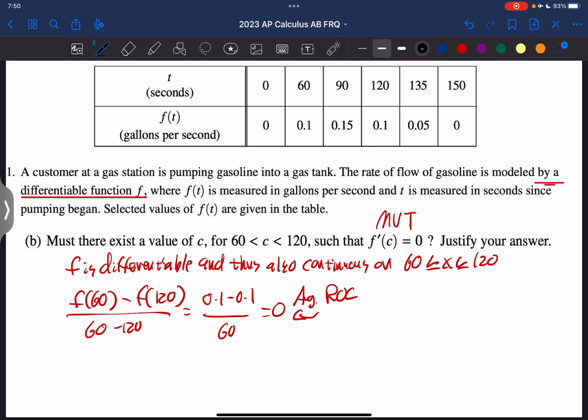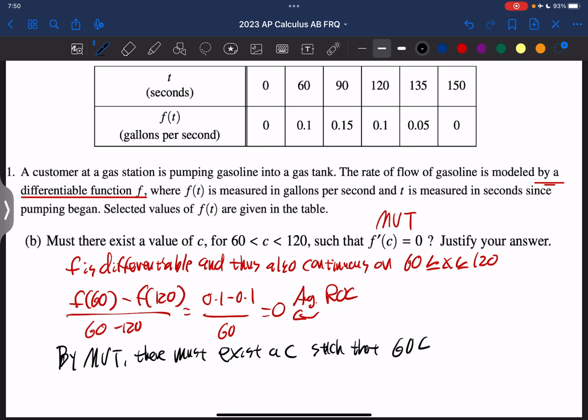So to justify it, by mean value theorem, there must exist a C such that 60 is less than C, which is less than 120, and f prime of C equals 0. Now you want to be sure that you show your work in finding the average rate of change using the difference quotient.